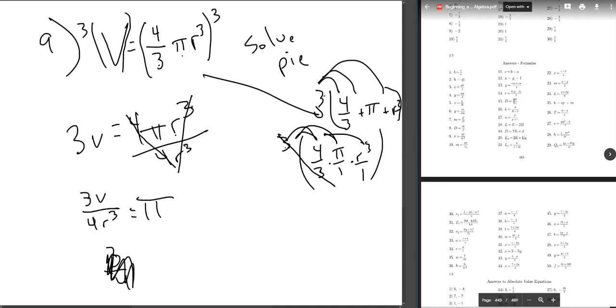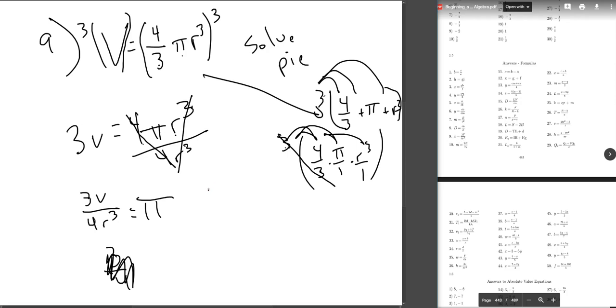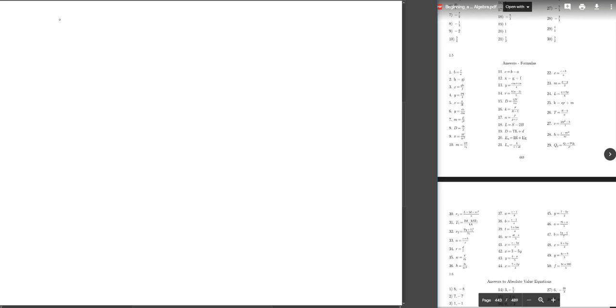Number 9: pi equals 3 large V over 4r cubed. So that's the good answer. All right. Number 10 now. The first fifth of all these problems are done. You've got to do all these problems. You've got to do it. Even if you know it, just do it.